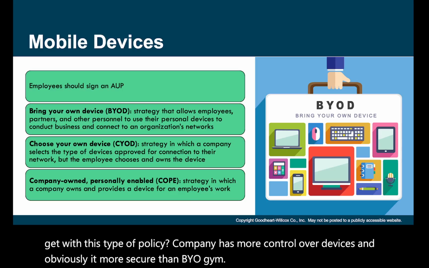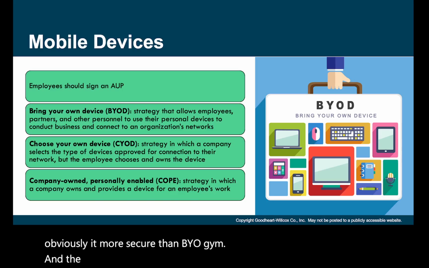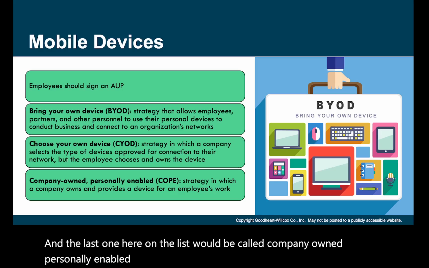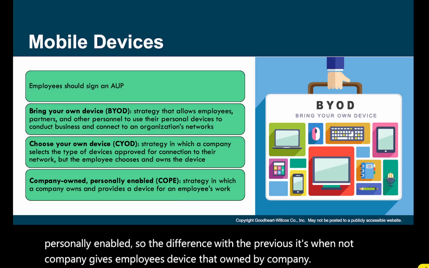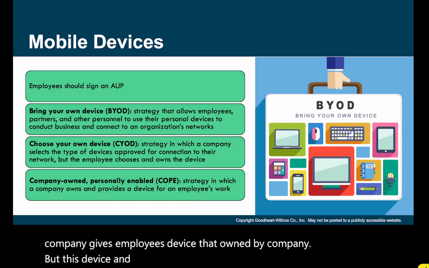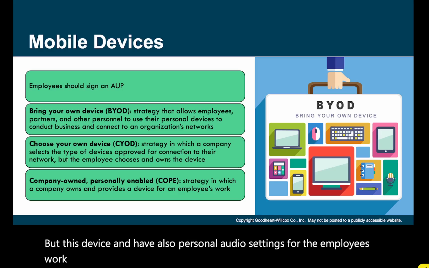And the last one on the list would be COPE, company owned personally enabled. The difference from the previous is that the company gives the employee a device that is owned by the company, but this device can also have personal settings for the employee's work and everyday communication.